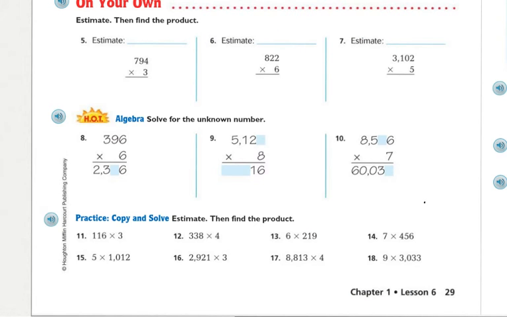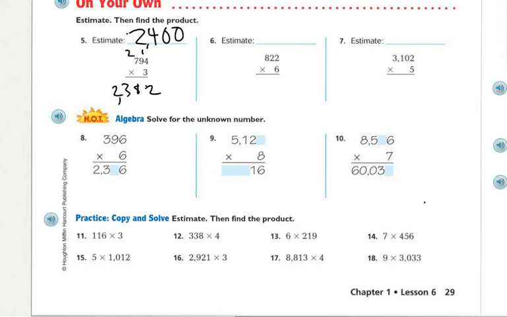My estimate on number 5 would be 800 times 3, which is 2,400. 4 times 3 is 12. 9 times 3 is 27, plus the 10 is 28. Oops. 7 times 3 is 21, plus the 200 is 2,300. So the answer is 2,382, which is close to my estimate.